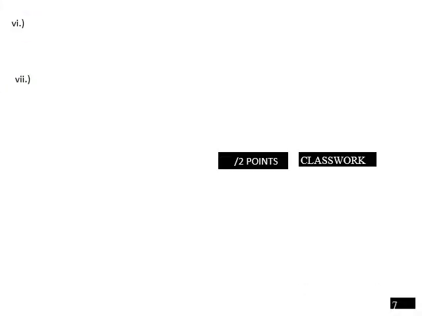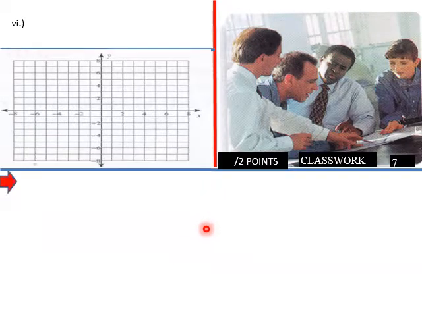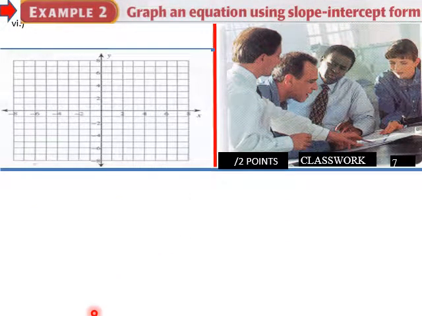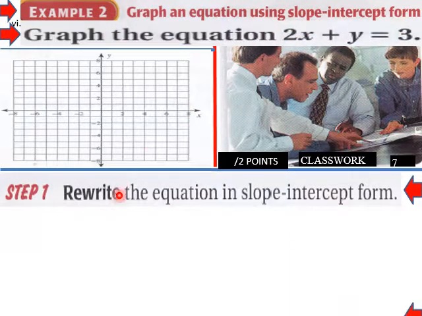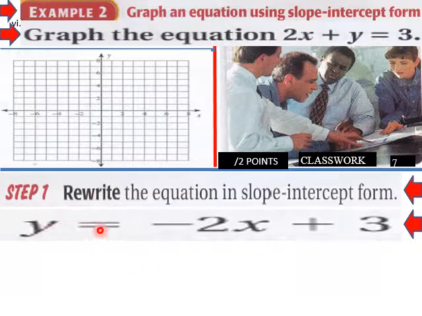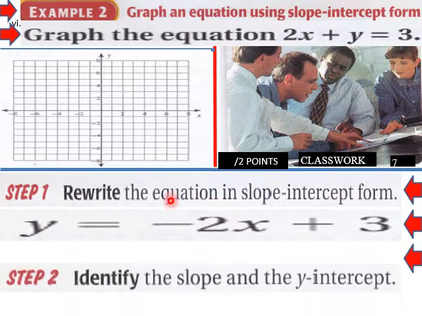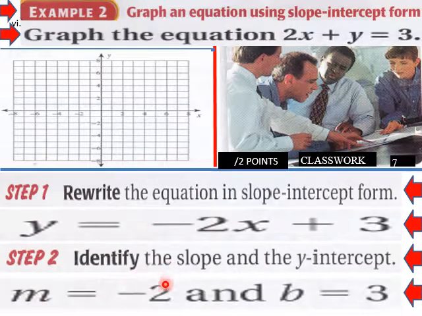Okay, we're going to get into example number 2 right now. Graph an equation using slope-intercept. Here's our equation. Rewrite the equation in slope-intercept form. We got to solve for y. That's how you get into slope-intercept. You got to solve for y, okay? Identify slope and y-intercept. So our slope is here. Negative 2 is our m. And then our b would be 3.